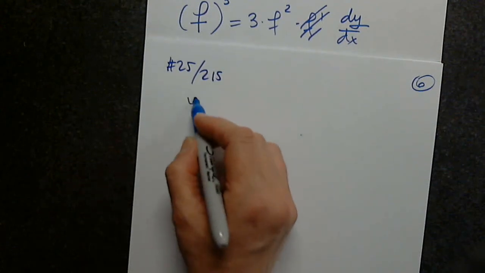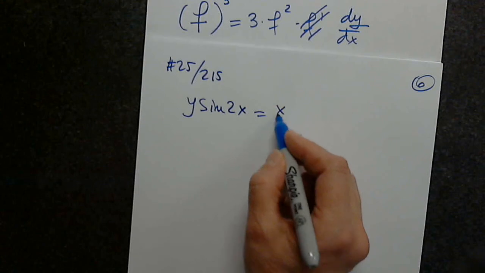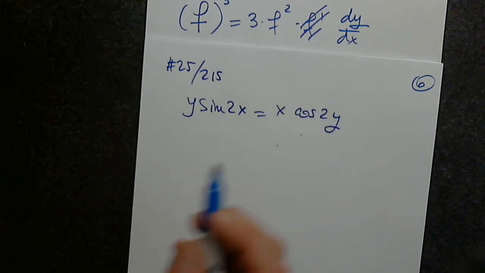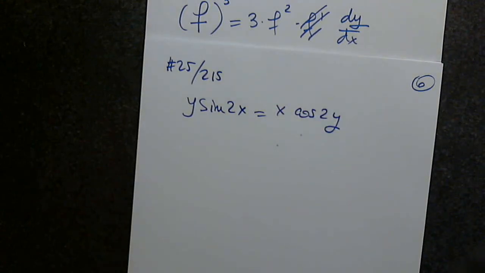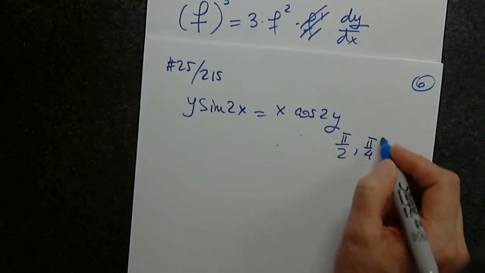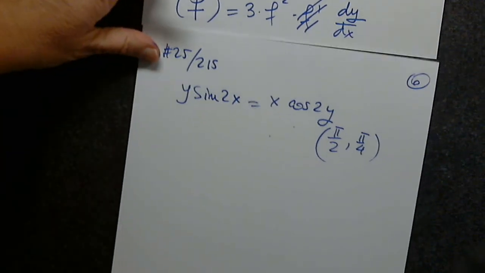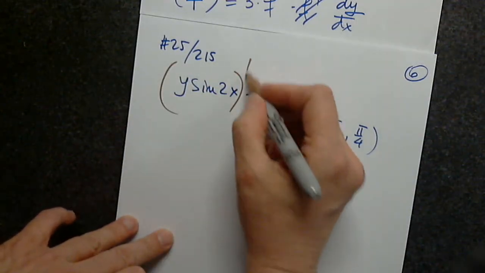25. Okay, so we have y sine 2x equals x cosine 2y. Use implicit differentiation to find an equation of the tangent line to the curve at the given point. And here's the given point: pi over 2, comma pi over 4. Perfect pick. And I'm going to say solve for y, and you'll say, did you lose your mind? And then I'll say, no, I'm just kidding.